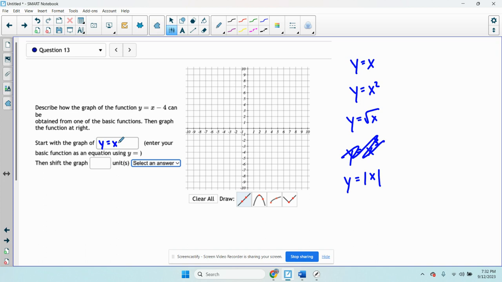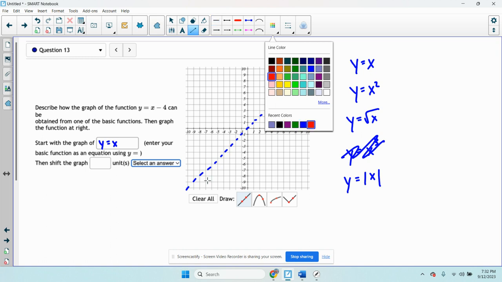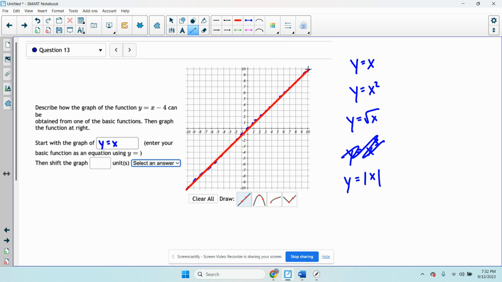And really, it should take multiple answers here, because shifting this 4 units to the right would be the same thing as shifting it 4 units down. So if you think of y equals x, it looks like this. It goes through the origin in a perfect 45-degree diagonal. Actually, let me draw that. I'm going to draw that in a different color just to show you what I'm talking about. If I do this perfectly, that's y equals x.